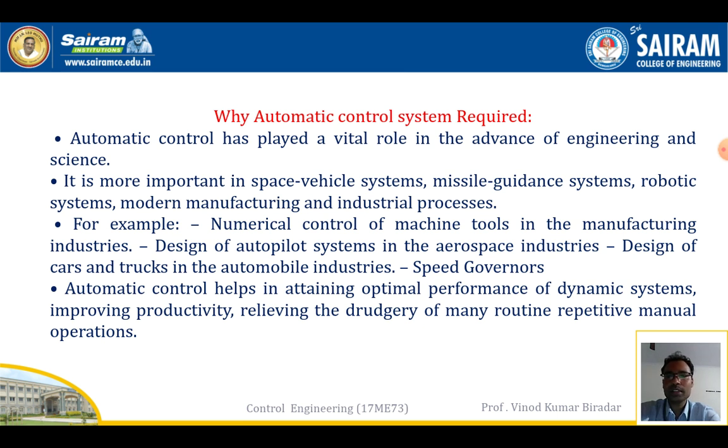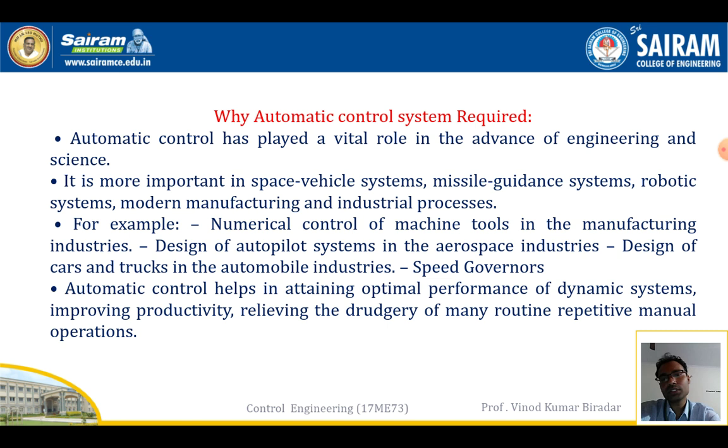Okay, so automatic control has played a vital role in the advance of engineering and science. It is more important in space vehicle systems, missile guidance systems, robotic systems, modern manufacturing and industrial processes. For example, numerical control of machine tools, that is the CNC machines in manufacturing industries, design of autopilot systems in aerospace industries, design of cars and trucks in the automobile industries, and speed governors. Automatic control helps in attaining optimal performance of a dynamic system, improving productivity, and relieving the drudgery of routine, repetitive manual operation.